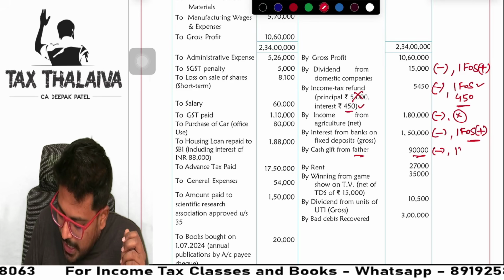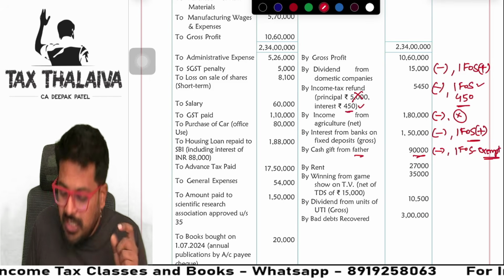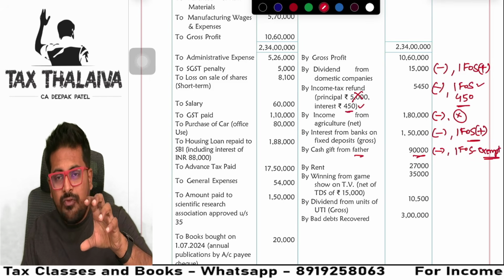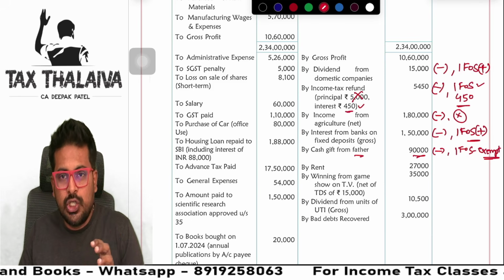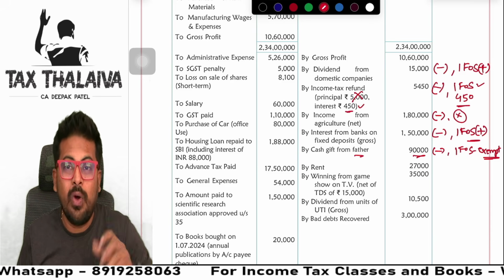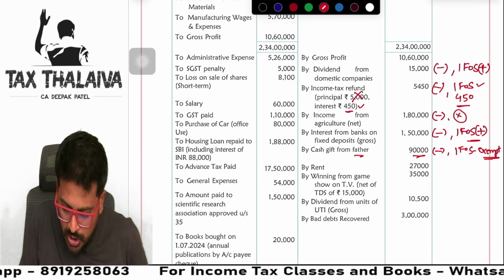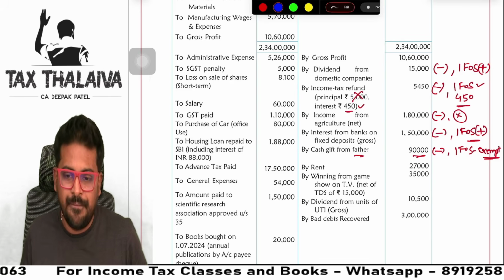Then I will go to IFOS and I will show it there and exempt it under IFOS. So under IFOS head, I will show cash gift from father, and I will exempt it under IFOS head. I will write the provision why it is exempt. Getting the logic? So I first reduce it from the P&L account because it is not a business income.